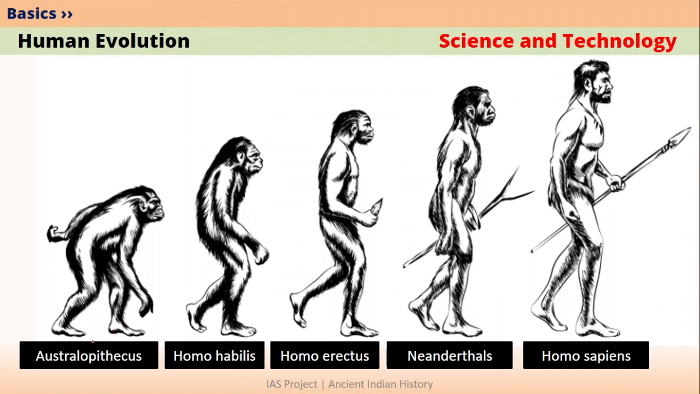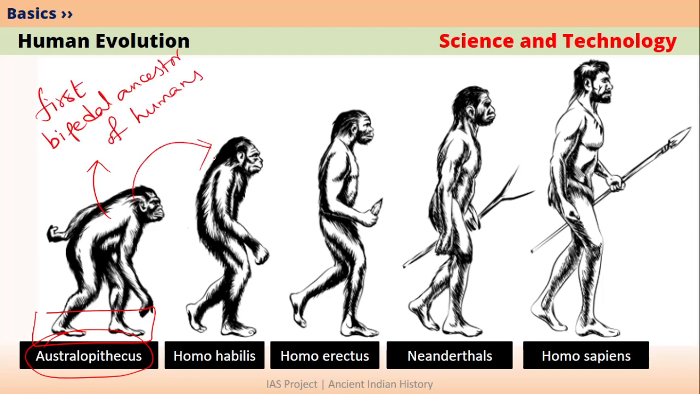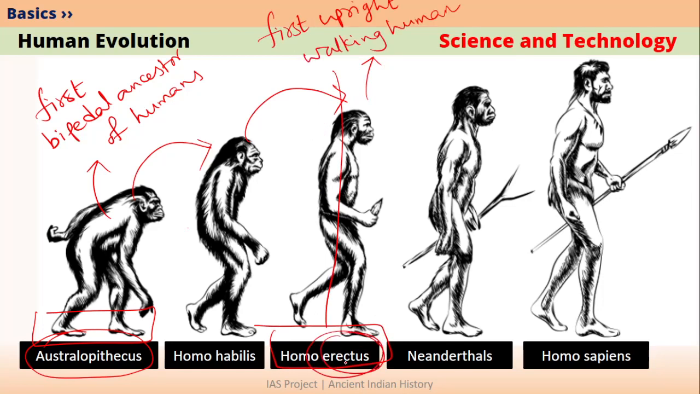We have talked about human evolution. Australopithecus was the first ancestor species of humans to walk on 2 feet. That is why we call Australopithecus the first bipedal ancestor of humans. Then Australopithecus evolved into Homo habilis. Homo habilis evolved into Homo erectus. Homo erectus was the first human species to walk upright. Therefore, we call Homo erectus the first upright walking human. The name erectus also means standing straight. Homo erectus evolved into Neanderthals, and Neanderthals evolved into Homo sapiens, as well as Homo erectus also evolved into Homo sapiens. Homo sapiens are nothing but the modern humans you see today.